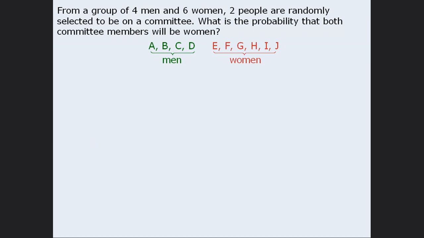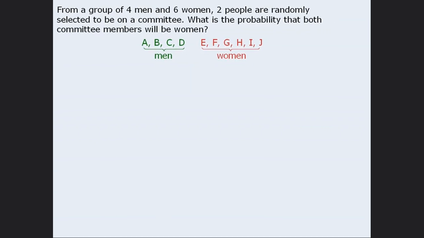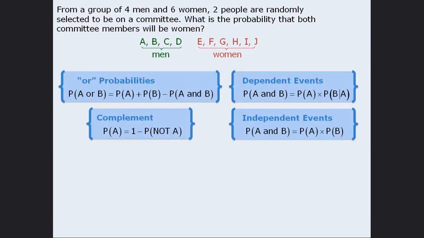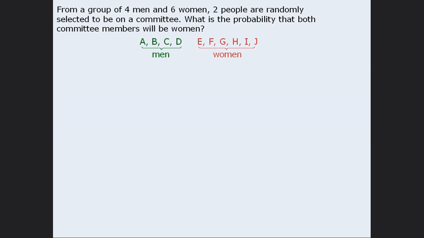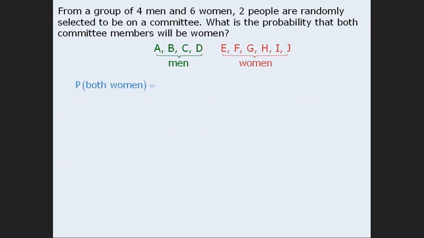Are there any other approaches we could have taken? What about using one or more of the probability formulas? Let's see. We want to know the probability that both selected people will be women. So what must occur in order for both selected people to be women? Well, for this to happen, the first selected person must be a woman, and the second selected person must be a woman. Here we have an AND probability, so let's determine whether the two events are independent.